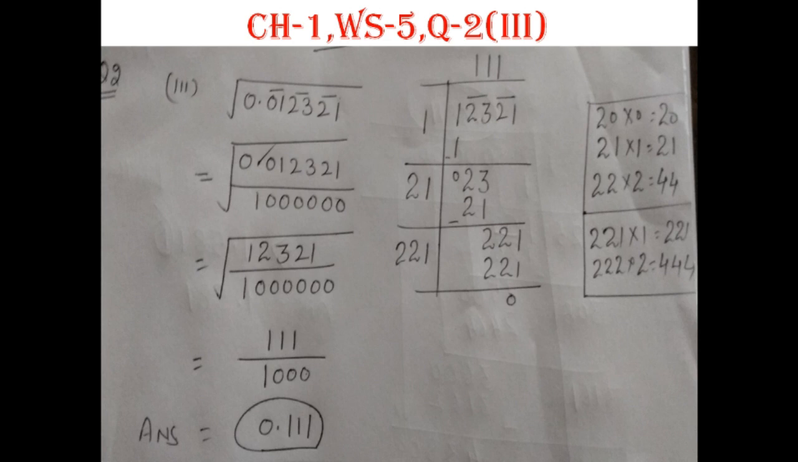Now move to the next question. The question is 0.012321. Here I have mentioned another method. Why have I mentioned it?